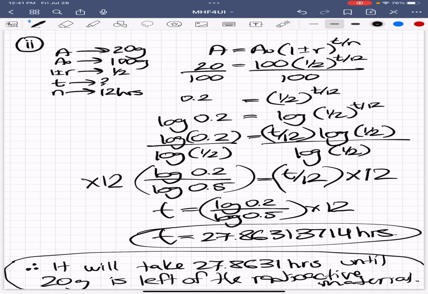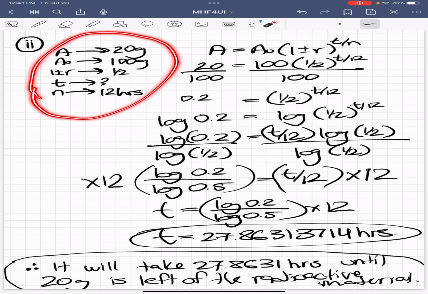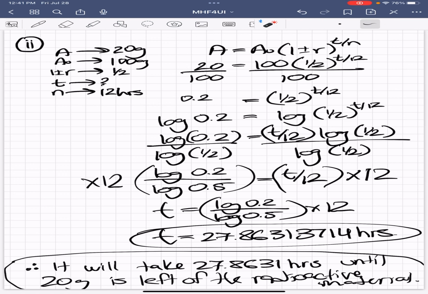So it will take 27.8631 hours until 20 grams is left of the radioactive material. So I'll give you a minute to write all of that down. And would you like to go over this again, just to make sure people understand?